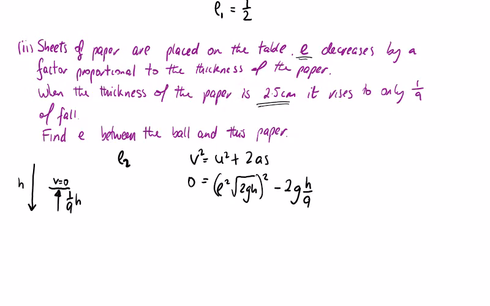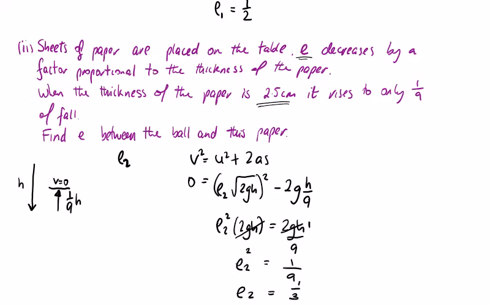Sorry, that's e2. I should have had the 2 down here, not up there. It's going to become e2 squared. So we're going to have e2 squared by 2gh is equal to 2gh over 9. So again, the same thing is going to happen. E2 squared is going to be 1 over 9. So that would make e2 1/3.